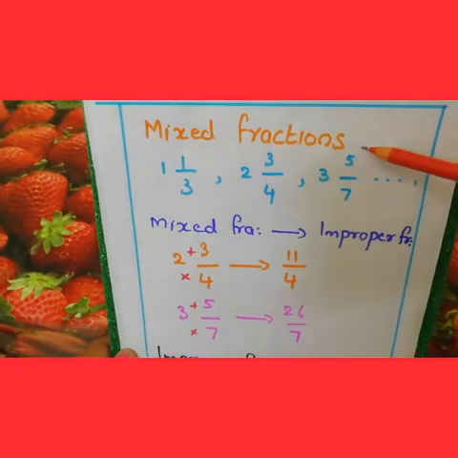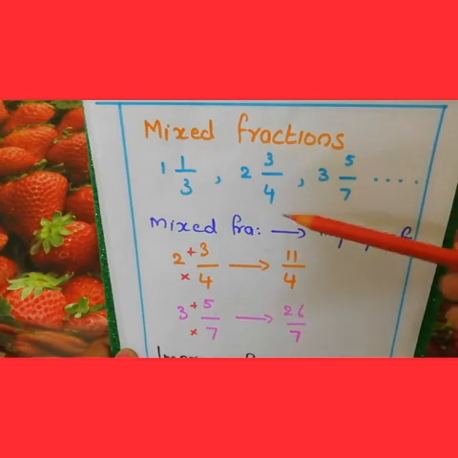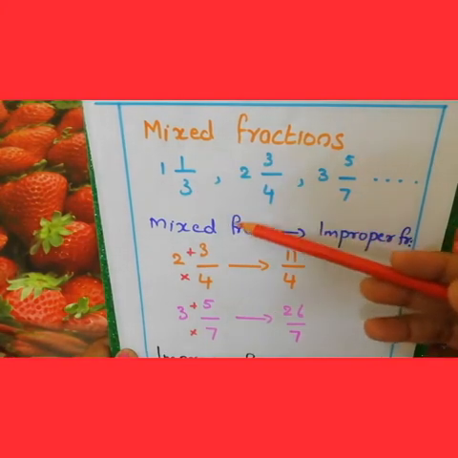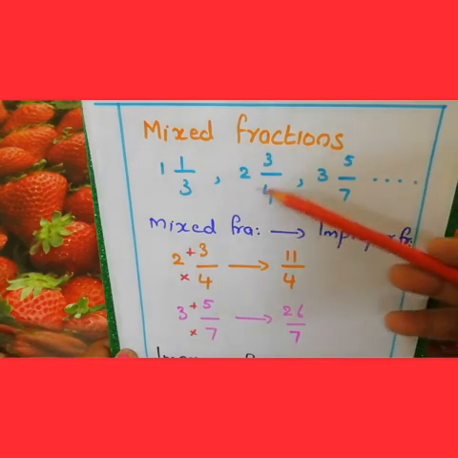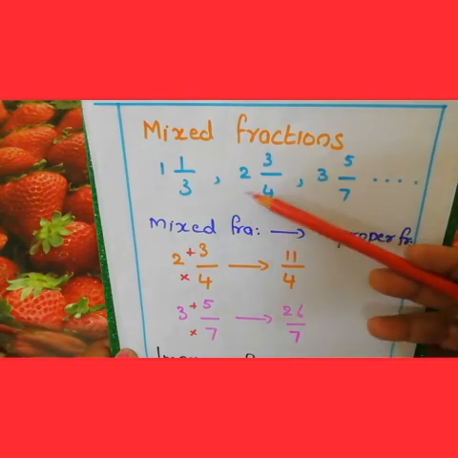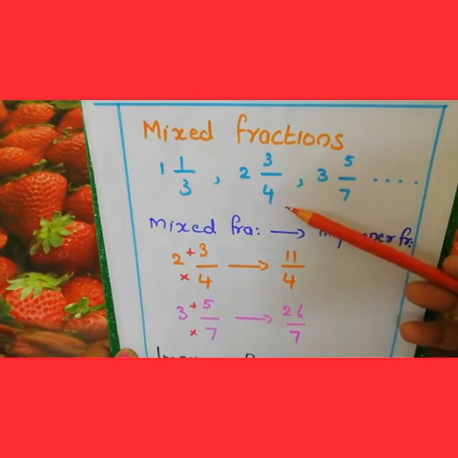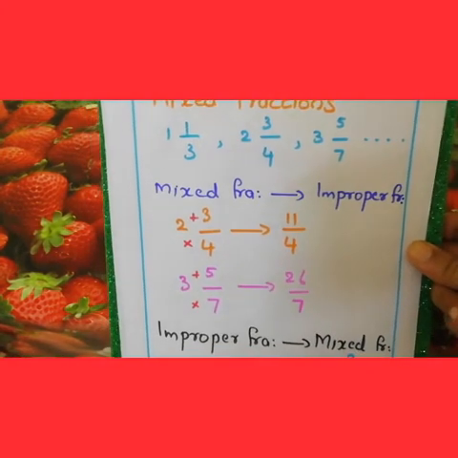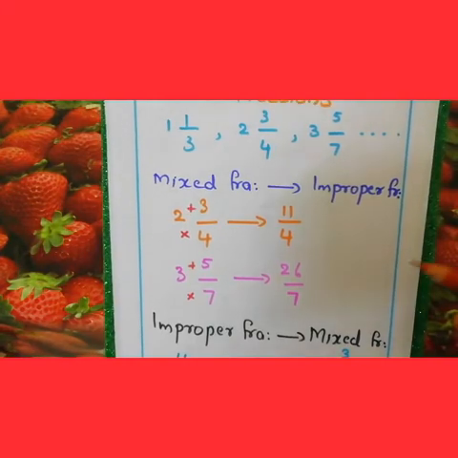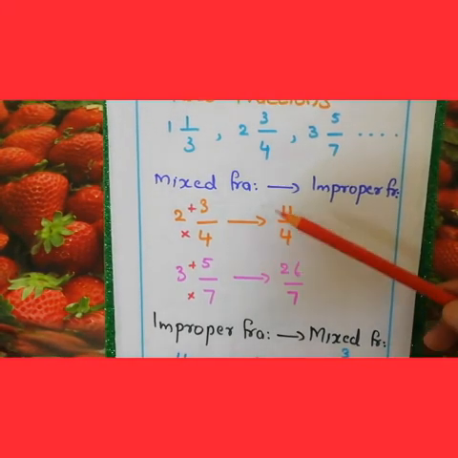Next is mixed fractions. See the examples: 1 1 by 3, 2 3 by 4, 3 5 by 7. This is a combination of a whole number and a fraction. So that is a mixed fraction. Now convert a mixed fraction into an improper fraction. How to convert a mixed fraction into an improper fraction?